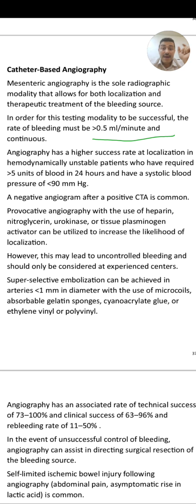Actually, we can have a positive CT angio and we proceed to angiography, but we find a negative angiogram, and in this case we use what we also mentioned before, the provocative angiography. In other words, I did a CT angio, there is a bleeding, I proceed to angiography to embolize, to treat this source, but I didn't find anything. What I do is I give some agent that induces bleeding to detect the site, and these include, for example, nitroglycerin, heparin, urokinase, and tissue plasminogen activator. But this should be done in a good center.